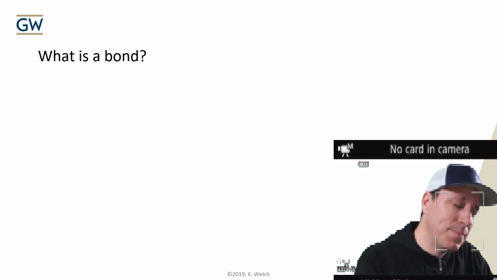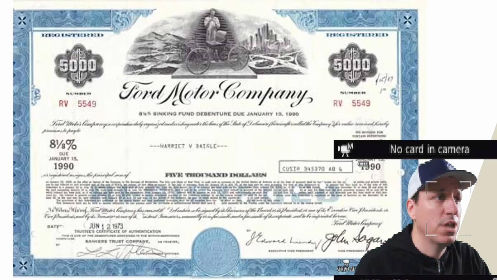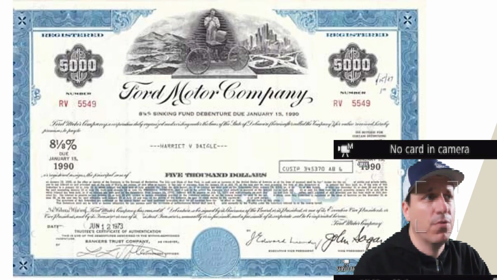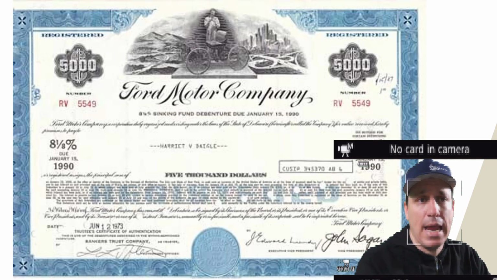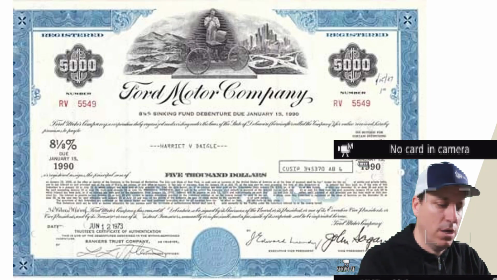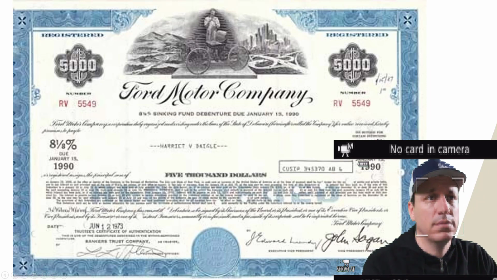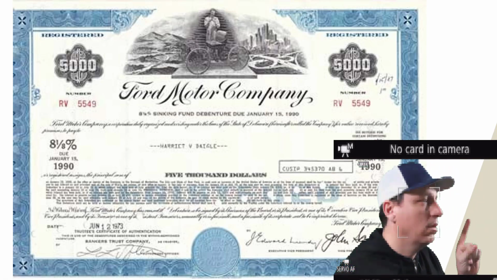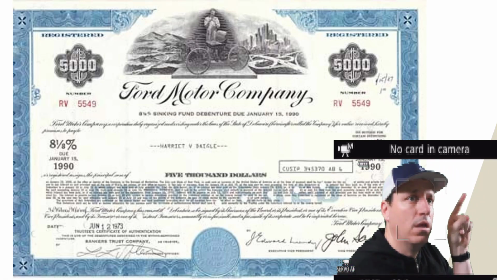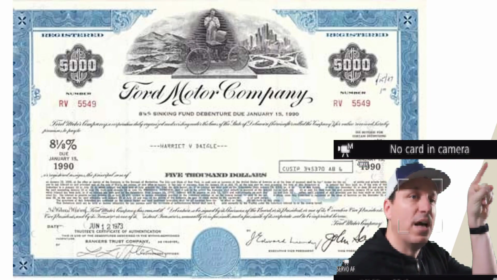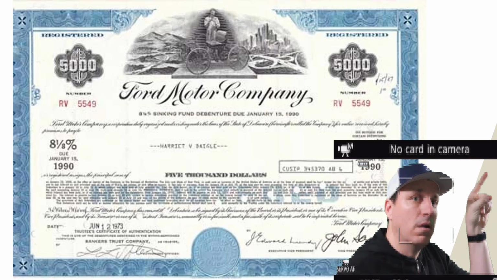It's a bond. We talked about some of the features in the prior video. This was an example from the Ford Motor Company. This is a bond issued with a par value of $5,000 and a coupon rate of 8 1/8 percent. You'll notice the coupon rate here, and then the face value of the bond a little bit higher.